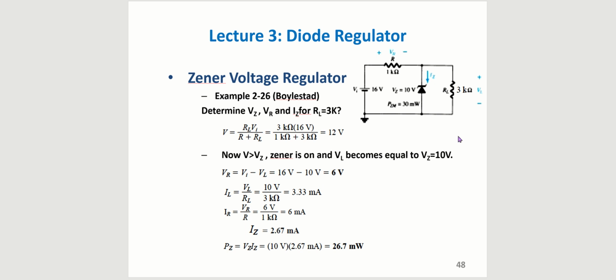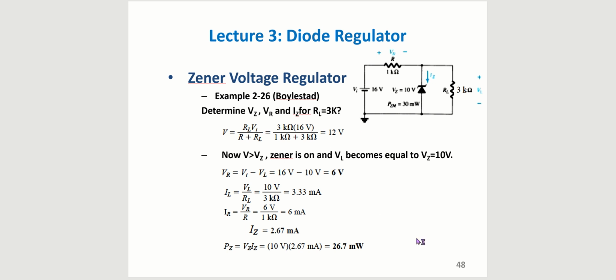First, we would find the voltage by a simple method, which is the voltage division rule, in which we would use the load resistance divided by this resistance plus the 1 kilo ohms resistor, multiplied by the total voltage, which would be 16 volts. So this would result in 12 volts.